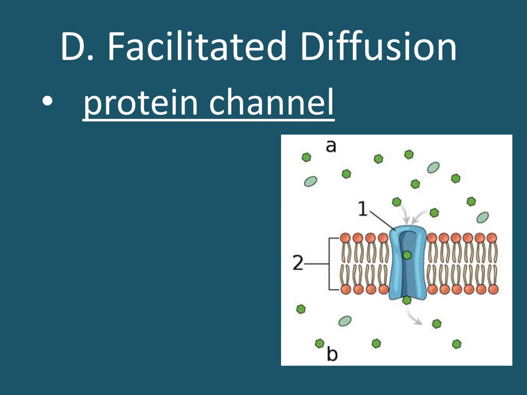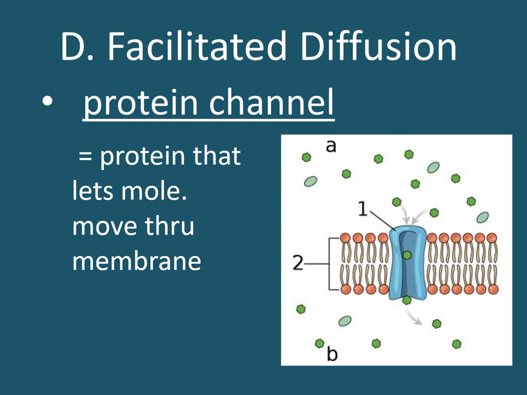The molecules are still moving due to diffusion from high to low concentration, but they travel through proteins without coming in contact with the fatty acid tails. You can see in the diagram the green hexagons, representing monosaccharides, are traveling through a protein that acts like a channel. The monosaccharides are moving from a high concentration to a low concentration.